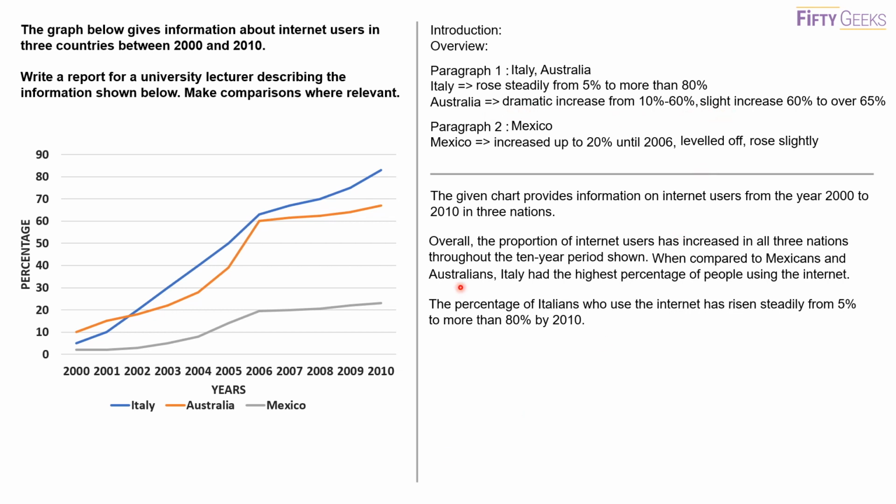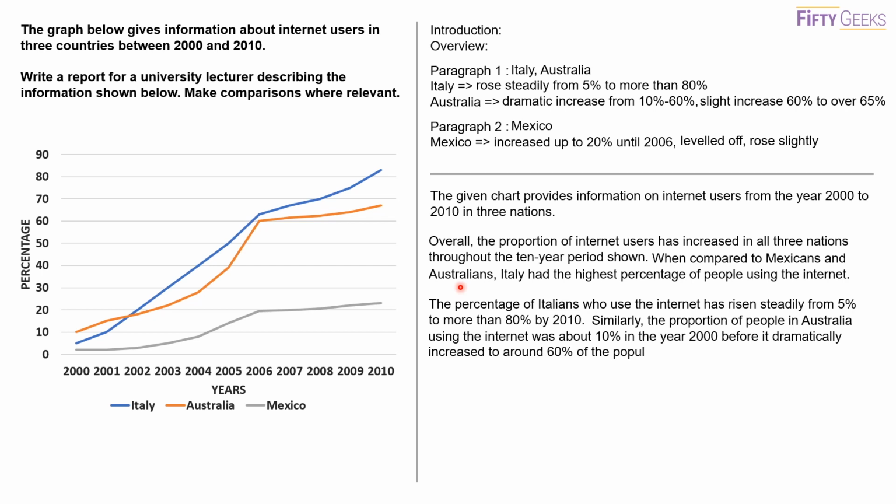I will write it as similarly, the proportion of people in Australia using the internet was about 10% in the year 2000 before it dramatically increased to around 60% of the population in 2006. I will continue writing. Then the number rose slightly at the end of the period, reaching a little over 65%.